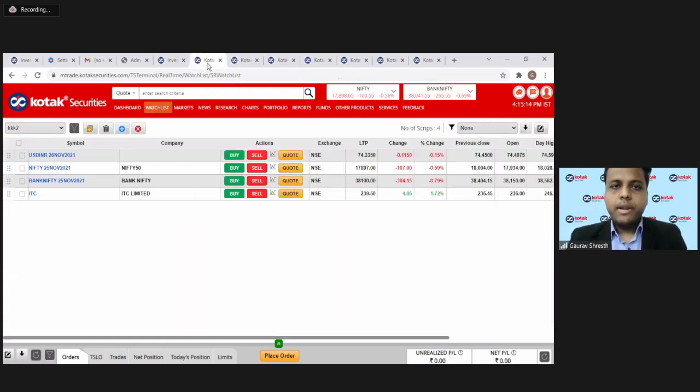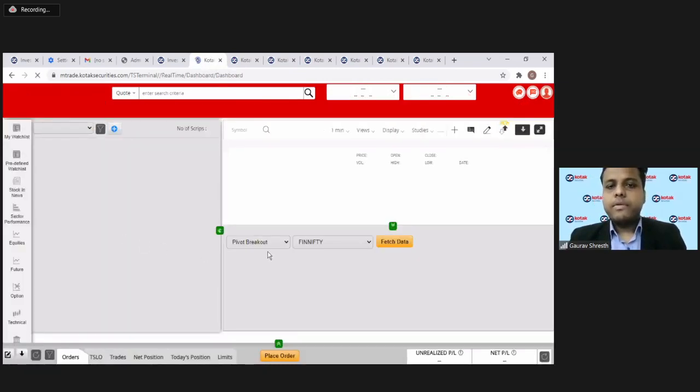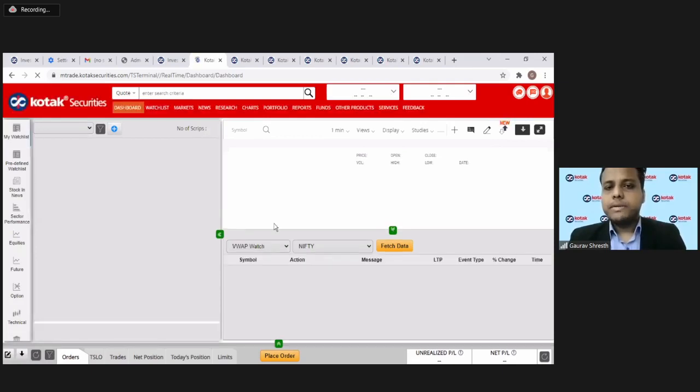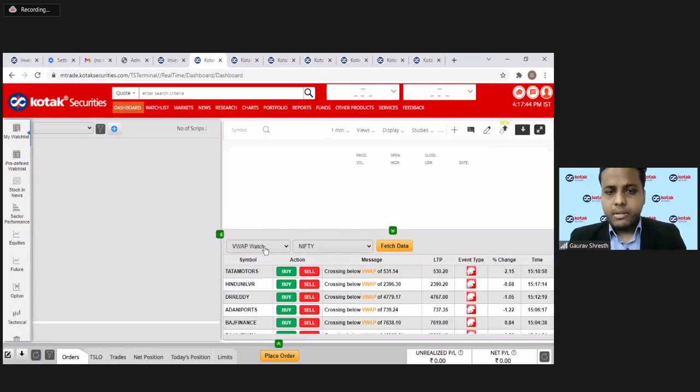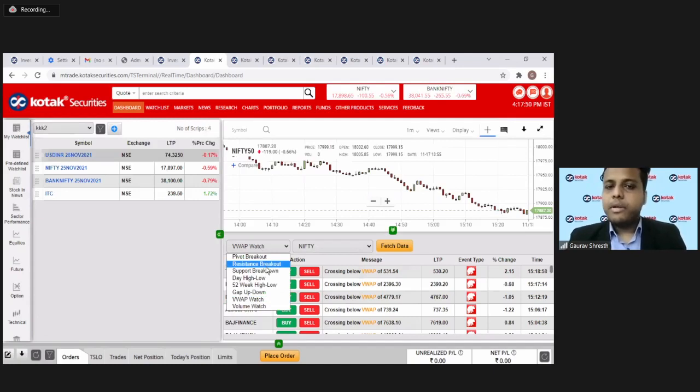Moving on to the next point. In a dashboard, there are a few things which we have to cover. So first of all, the screener which you can see at the bottom of a chart. What the screener does basically is give you a kind of alert whenever a support or resistance is breaking or has broken down.